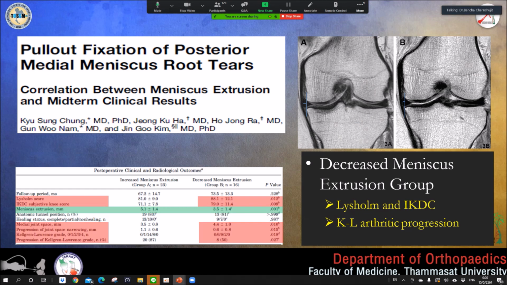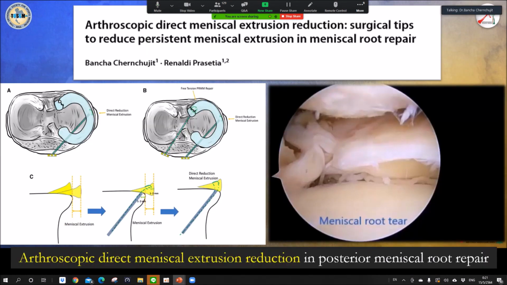This is another study from Jingu Kim from Korea. They also found that the group with meniscus extrusion had worse outcomes in Lysholm score, IKDC score, and also KL arthritic progression. Okay, if they have the extrusion.